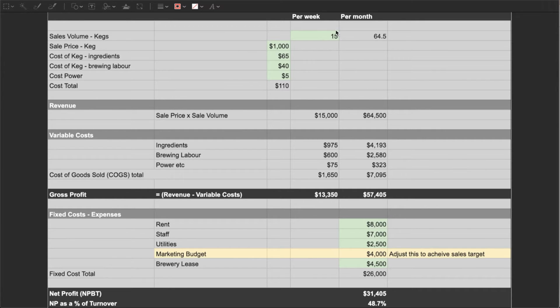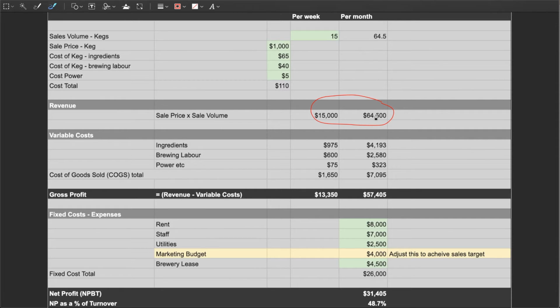So it takes inputs in green here of kegs per week, the sale price of a keg, and the cost of ingredients, brewing labour, and $5 for power. Obviously these numbers don't relate to a particular business, they're just general. You need to use your own figures here. But by inputting this basic information, you can achieve an indication on a weekly basis and a monthly basis of what the revenue of this 15 keg a week brewery is.